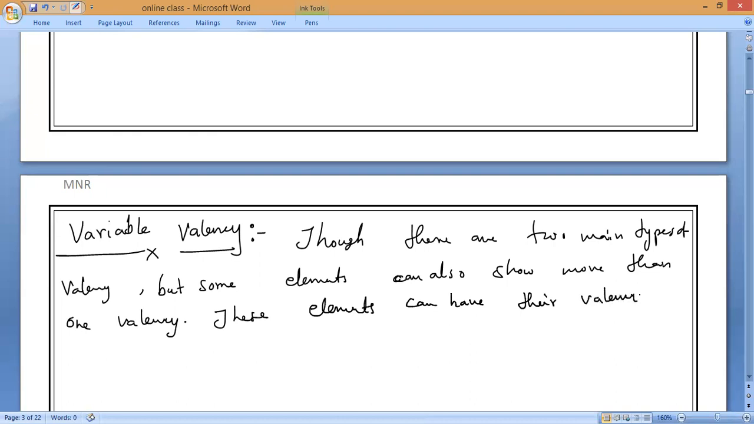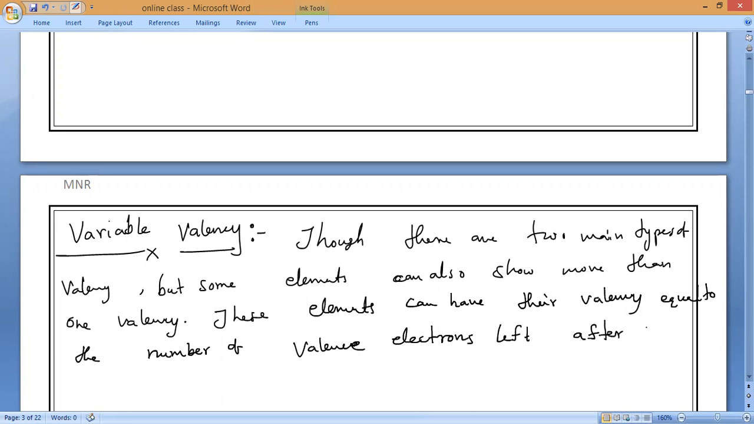The elements can have their valency equal to the number of valence electrons left after subtraction of valence electrons from 8.